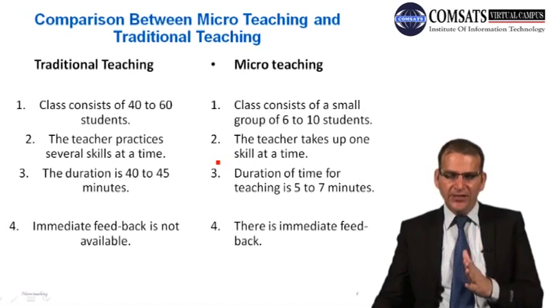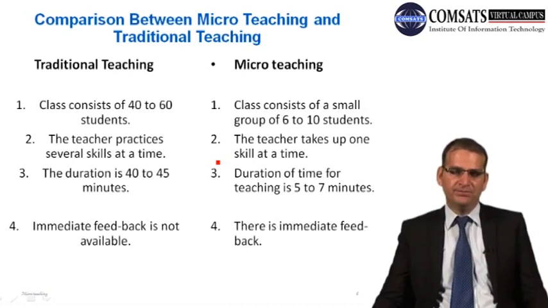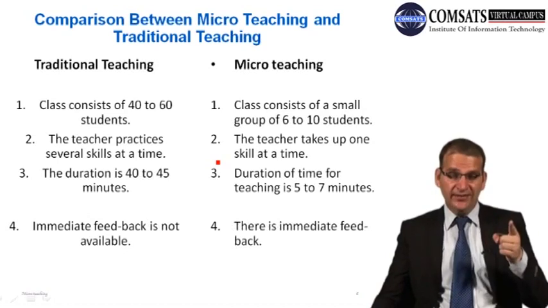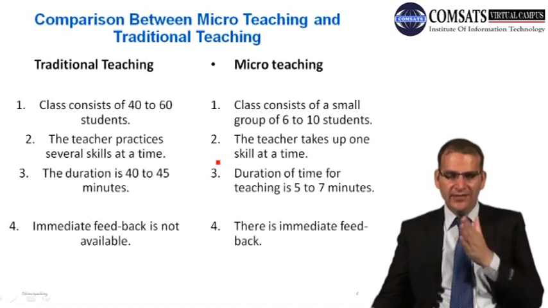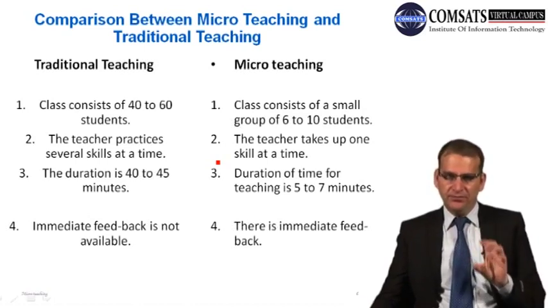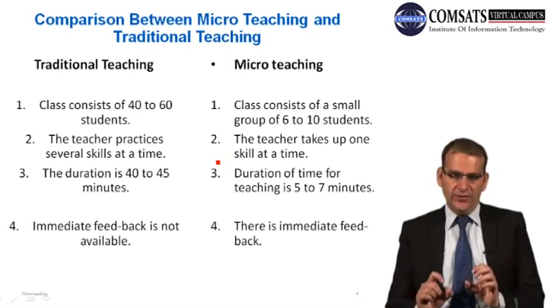Whereas in micro teaching, the teacher takes up one skill at a time. One skill at a time. Clear? The third point is duration. Strength was the first point, integration the next. Third is duration: a class is maybe 40 to 45 minutes, whereas duration in micro teaching is just 5 to 7 minutes generally. It may be 10 to 15 minutes, but if you compare these two, there is a difference, right?